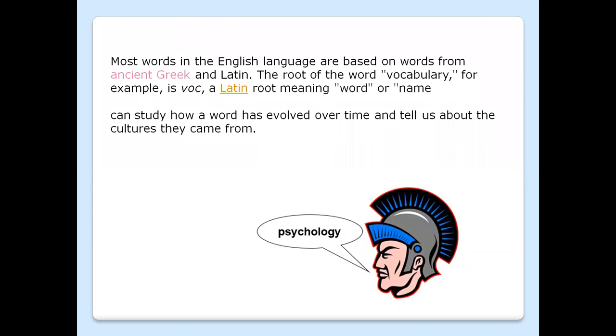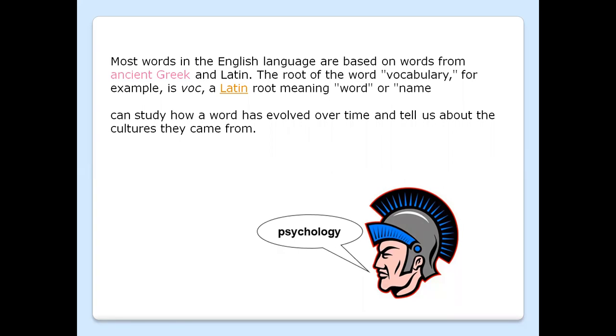Most words in the English language are based on words that came from ancient Greek and Latin. Ancient Greek and Latin are from Europe. Those countries are now in Europe. Those are ancient civilizations, Greek and Latin. The root of the word, for example, vocabulary, is book. And book is a Latin root, meaning word, or name.